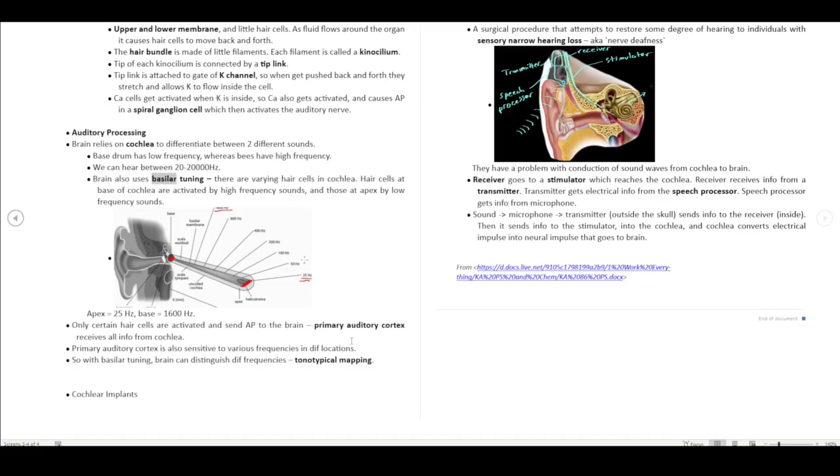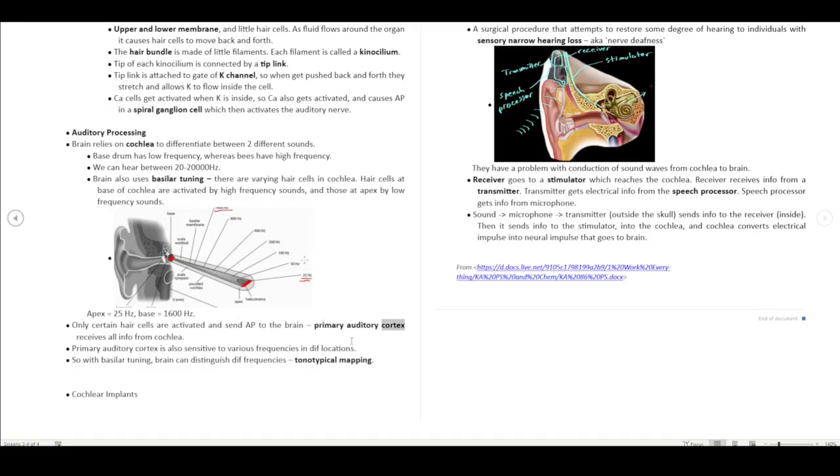The brain also uses basilar tuning. There are varying hair cells in the cochlea. Hair cells at the base of the cochlea are activated by high-frequency sounds, and those at the apex by low-frequency sounds. Apex equals 25 Hz, base equals 1600 Hz. Only certain hair cells are activated and send an AP to the brain.